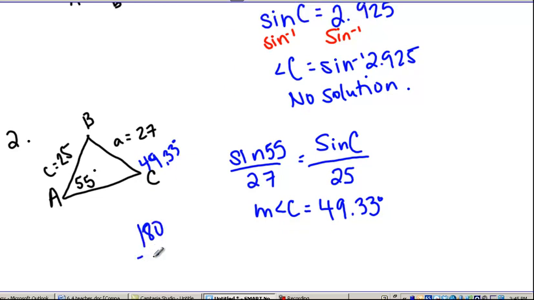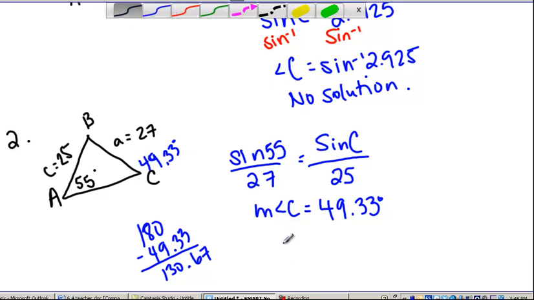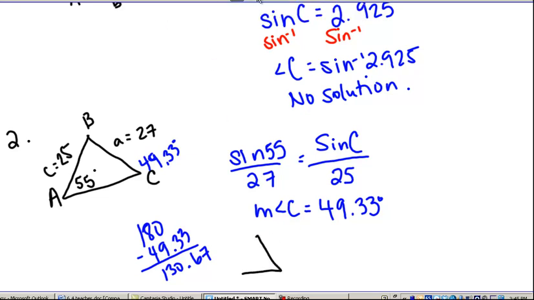and we're going to subtract from 180 for the reference angle. When you do that, you get 130.67. Okay, so 130 degrees and 67, I was about to say cents, but that's not right. So 130.67 degrees. Okay, so our triangle, if this would work, it's an obtuse triangle. So this would be 130.67 and then 55.